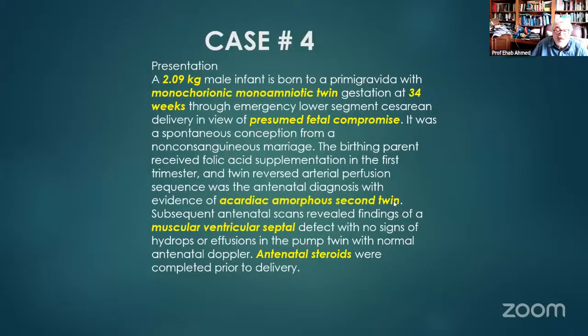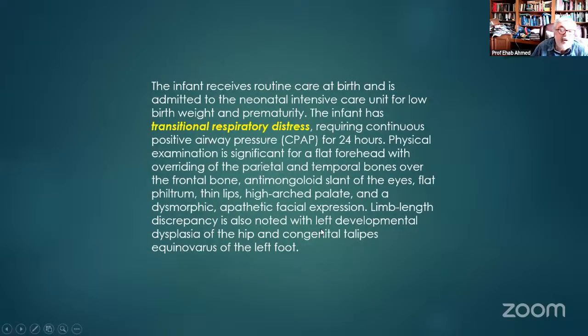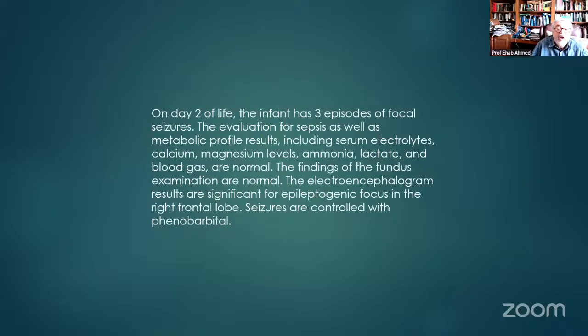Antenatal scan showed that the baby we are talking about had a muscular VSD, and mom received antenatal steroids. The baby had some transitional respiratory distress and received some CPAP, and everything looked appropriate as far as we are doing examination, except for a flat forehead with overriding of the parietal and temporal bones. On day 2, the infant had 3 episodes of focal seizures.